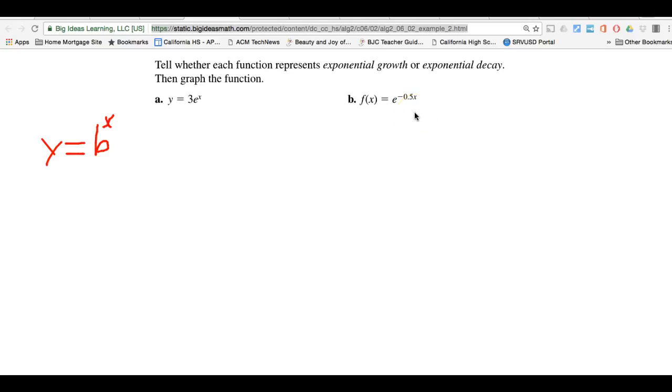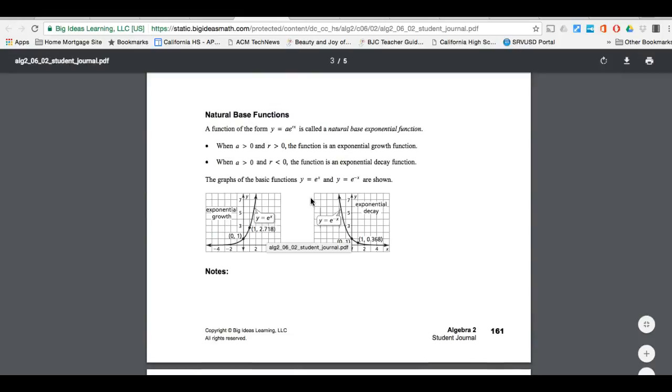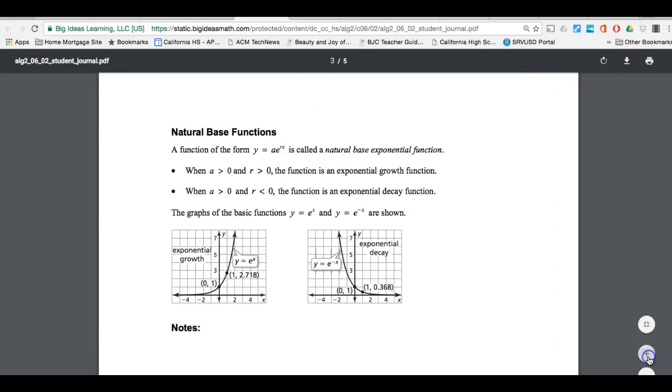So what we're going to look at right here, I'm going to go to the journal and show you one of our core concepts. Here we've got natural base functions. When we have a function that's in the form y equals a constant times e to the rx power, we call this a natural base exponential function. So again, here we've got a times e to the rx power. So x is our variable and a and r are constants.